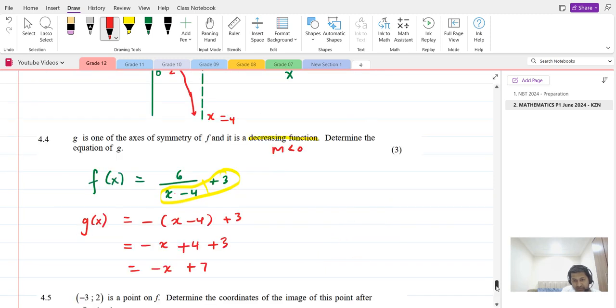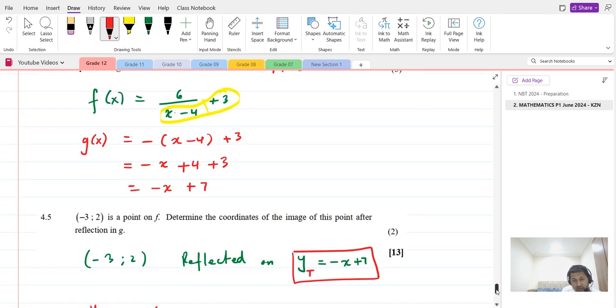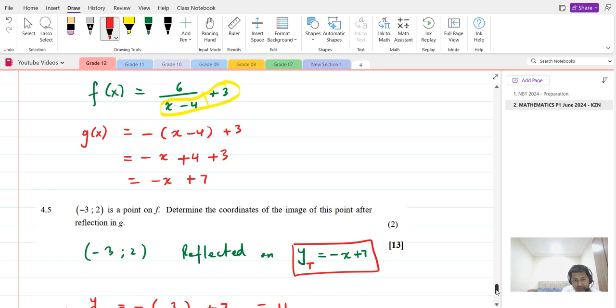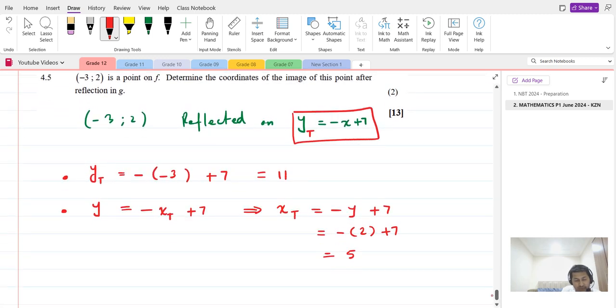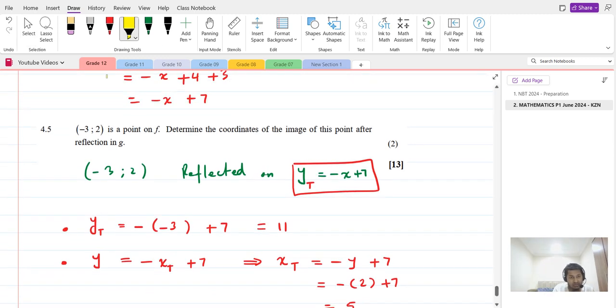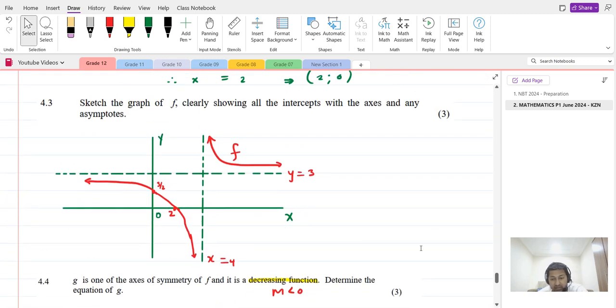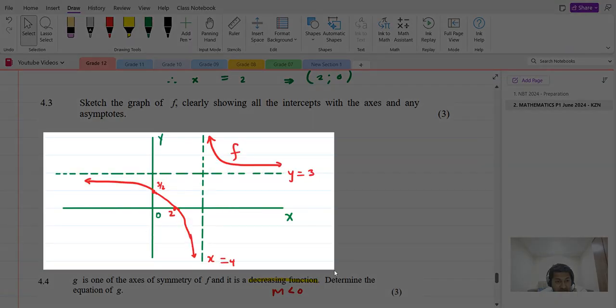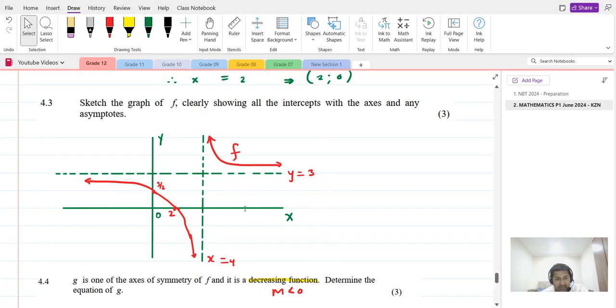So what's the point here? Determine the coordinates of the image of this point after the reflection in g. So you can say minus 3, 2, which is a point P, now becomes point P1, which is 5 and 11. So 5 and 11. Let's check if we can work this out. It's a difficult question. Let's see if we can work this out in a different way using graphs. If we use this graph here, let's check if we can use graphs to solve it. So I'm going to copy this graph.